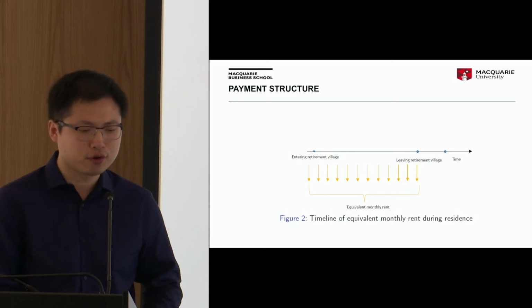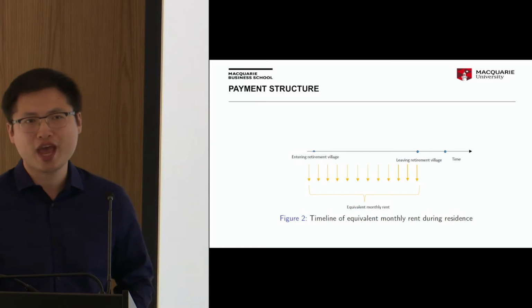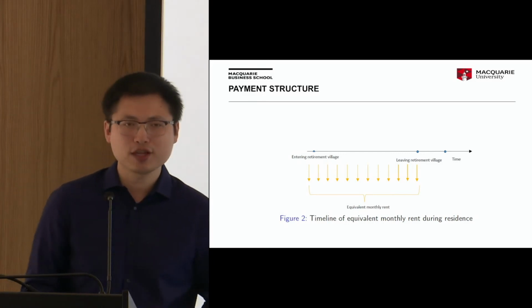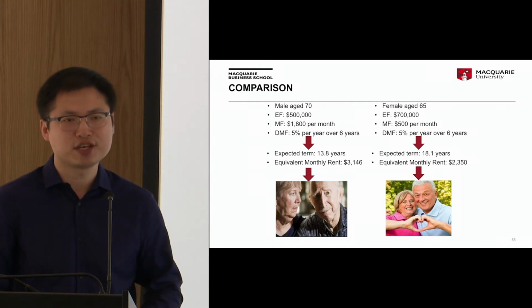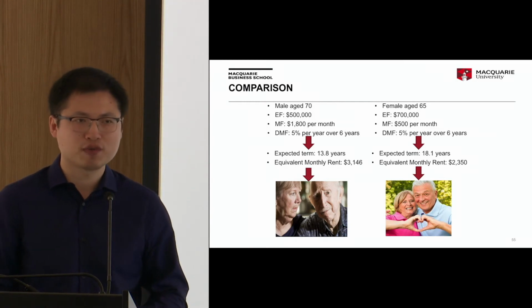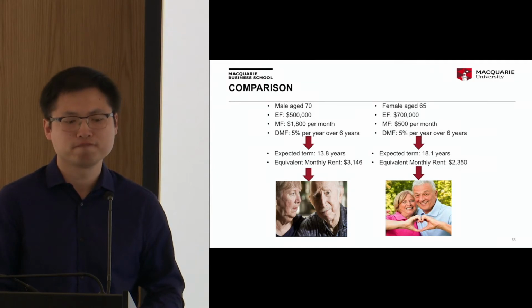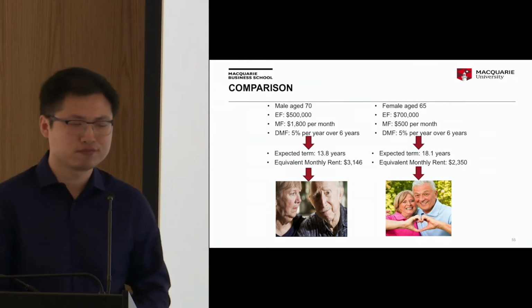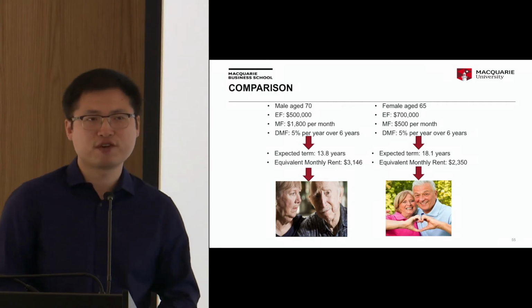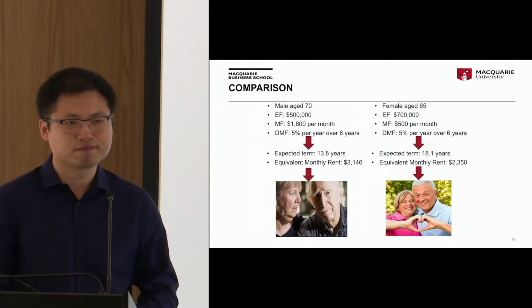Here is an example of the comparison. Assume we have two different cases. Case number one, we have a male who moved to the retirement village at age 70. His retirement village charged him $500,000 as the entrance fee at the beginning, $1,800 as the monthly maintenance cost, and the deferred management fee is 5% per year, maximum 6 years' time.